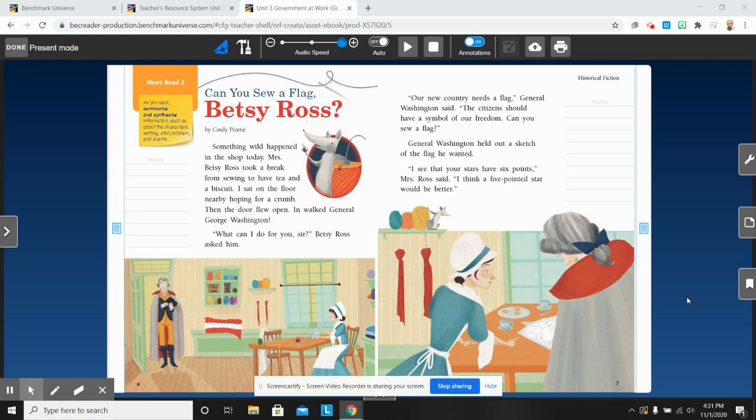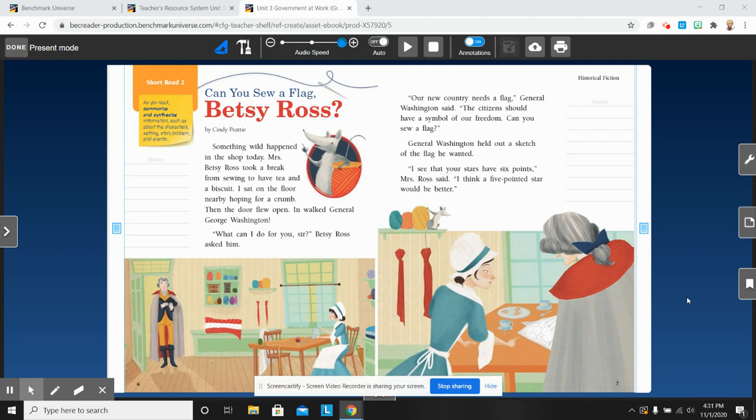Hi guys, this is going to be your second reading video for the week of November the 2nd. This story will be found in your new reading booklet on page 6 and 7. So if you will turn in your new reading booklet to page 6 and 7, you can follow along with me as I read.